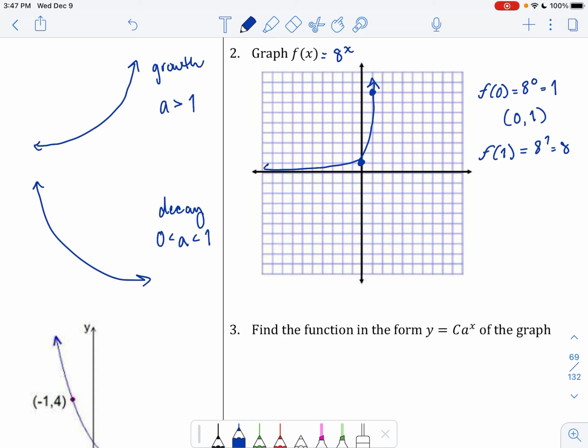One thing you'll hopefully notice as I was drawing this is that there is a horizontal asymptote, just like a rational function, and all exponential functions have this horizontal asymptote right here. This one is at 0, but it could be a translation up or down, things like that.